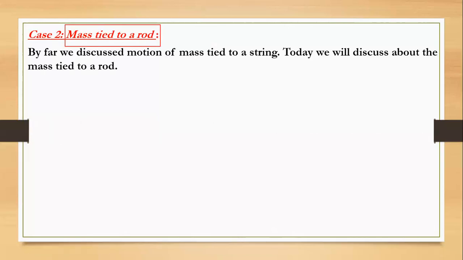Now after that, we have to learn one of the cases related to this, and it is mass tied to a rod. We learned mass tied to a string and revolved in a vertical circle. Similar dynamics we have to apply to this article, mass tied to a rod. Now here, instead of string, we have a rod. Instead of string, we have a rod.